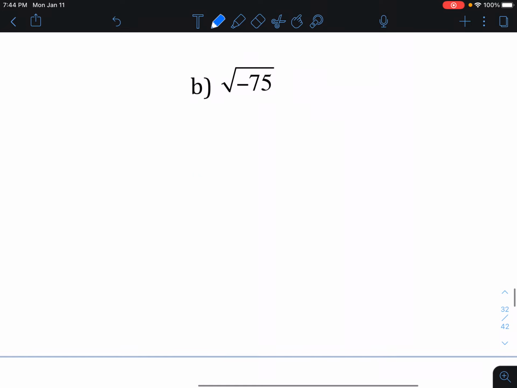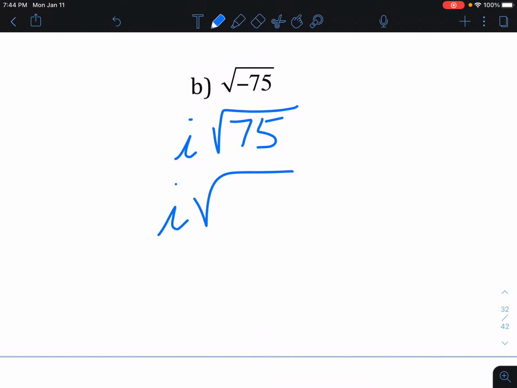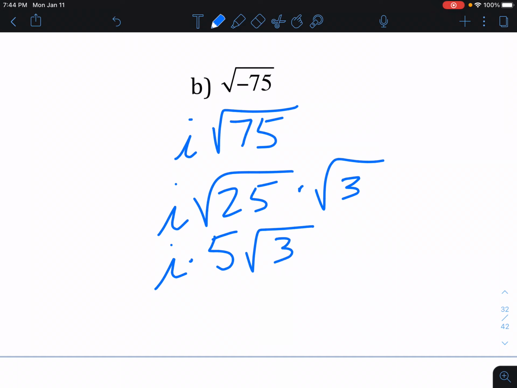Letter B, pause it now and try this on your own. So you should have pulled out an i. What perfect square multiplies evenly into 75? It should be 25. And 25 goes into 75 3 times. So then the square root of 25 is 5. And then we rearrange it in the proper order, 5i times the square root of 3.